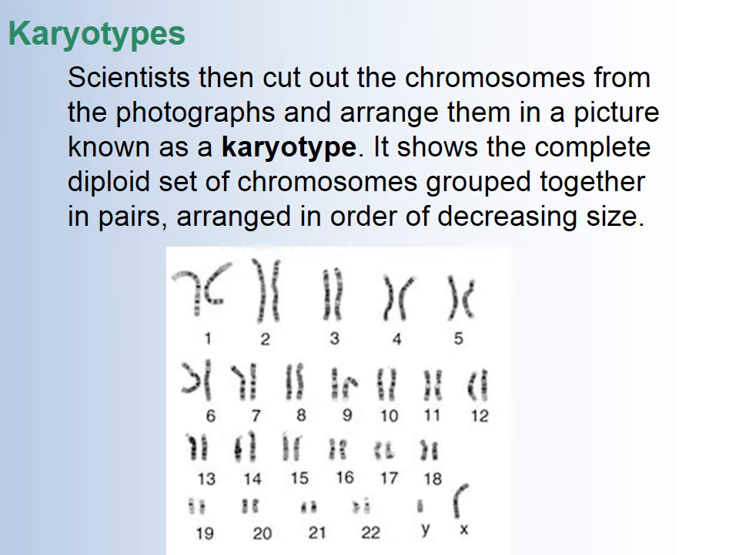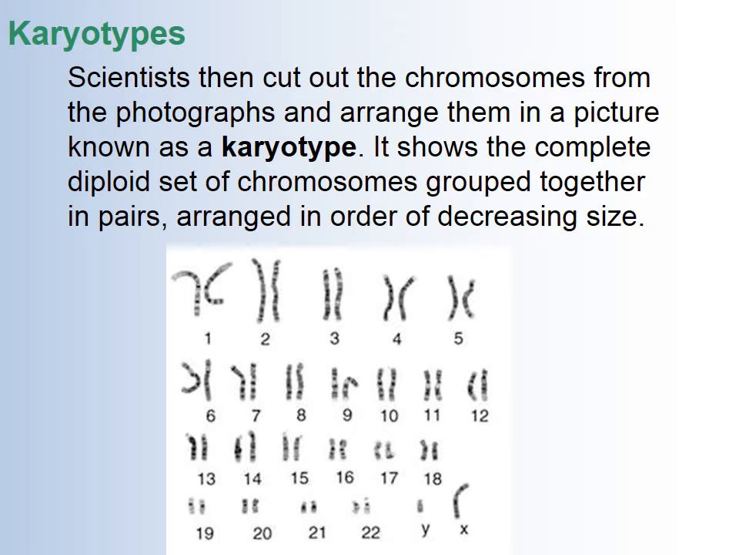After they take a picture of the chromosomes, scientists will then cut out each of the chromosomes and arrange them into a picture that's known as a karyotype. And they arrange them in homologous pairs. Now if you remember, what were the three things that determine homologous pairs? They need to have the same length, the same genes, and the same centromere position.